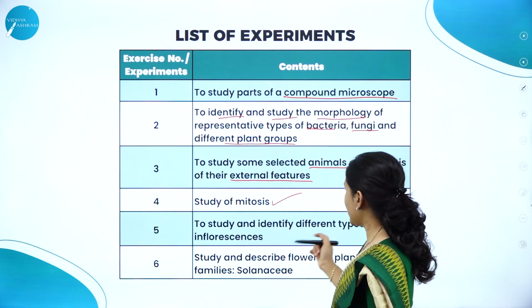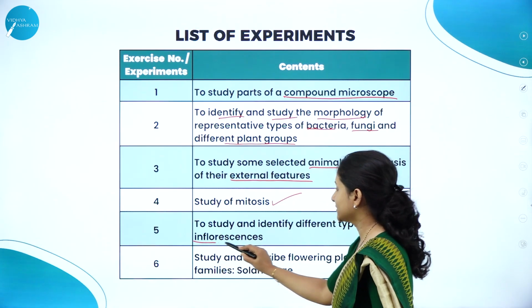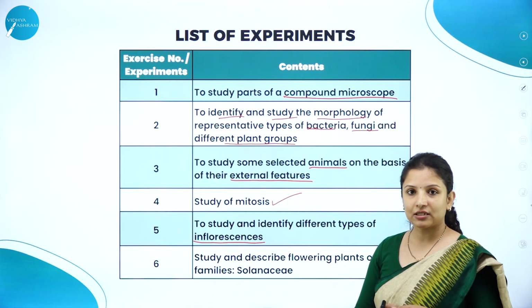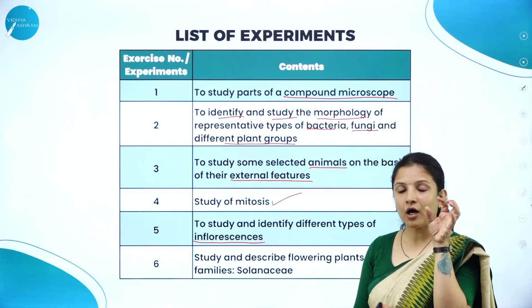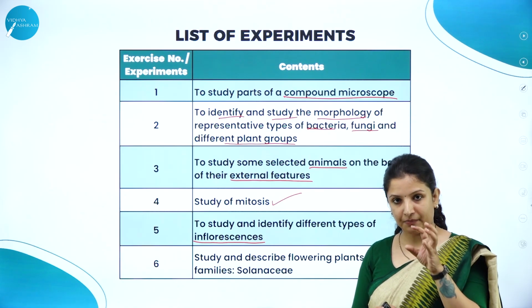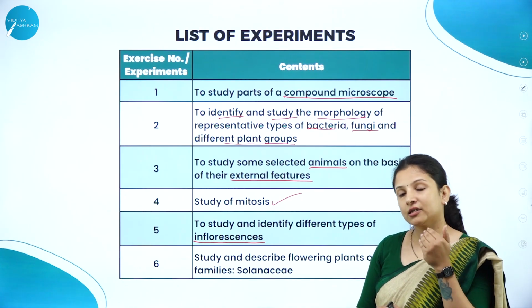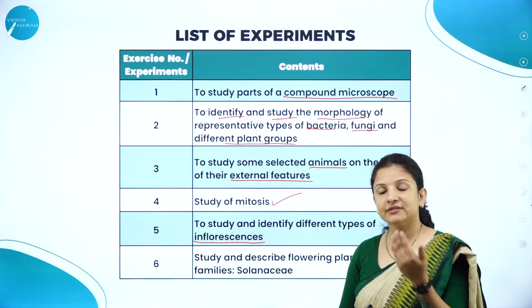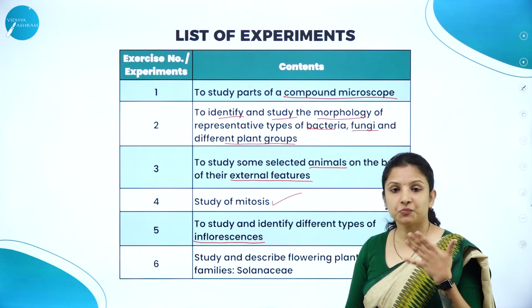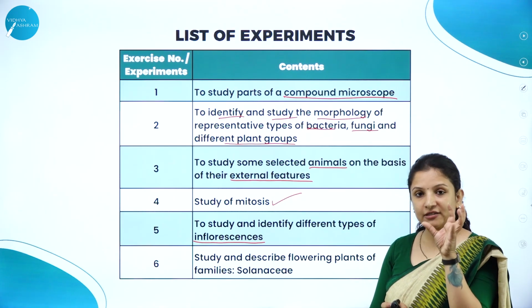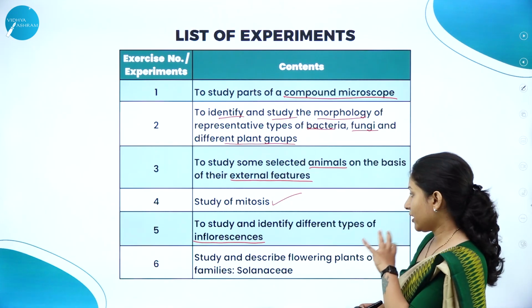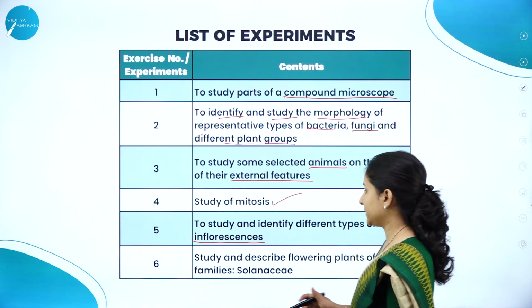Next is to study and identify the inflorescence. So inflorescence is nothing but flowering, a bunch of flowers. So how the bunch of flowers are arranged in a particular plant. What are the different types of inflorescence? Like we have racemose, cymose, spike, spikelet. So all those different inflorescences, names are given based on how they are arranged. Umbel. So you have to study that under this experiment 5.